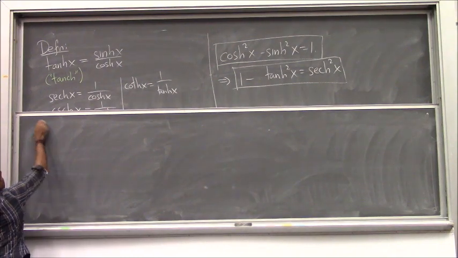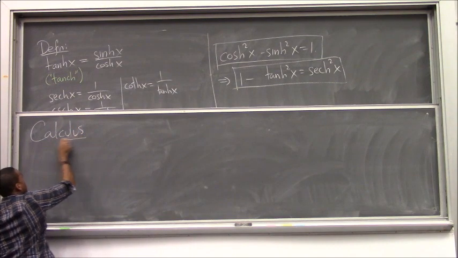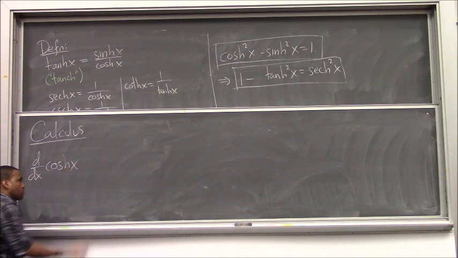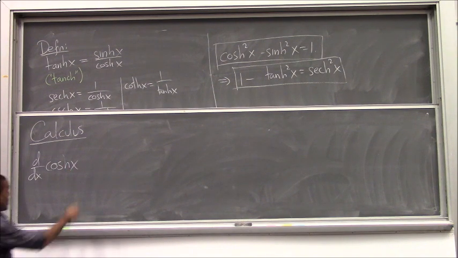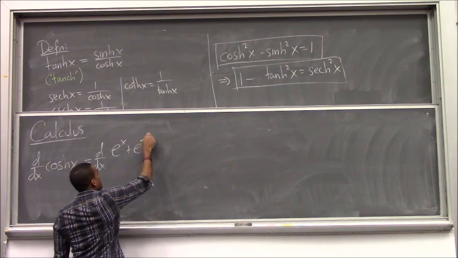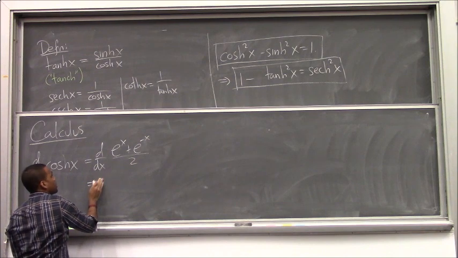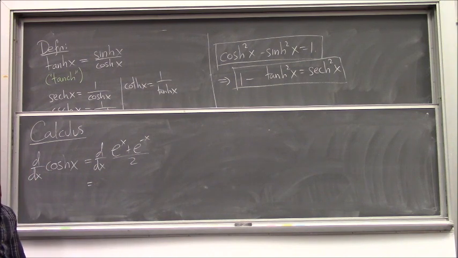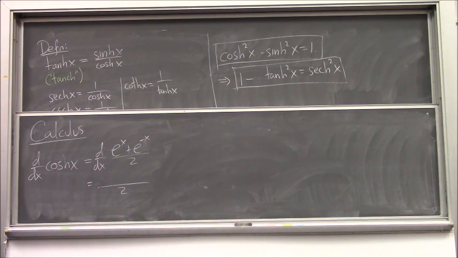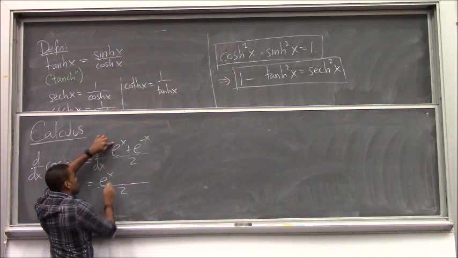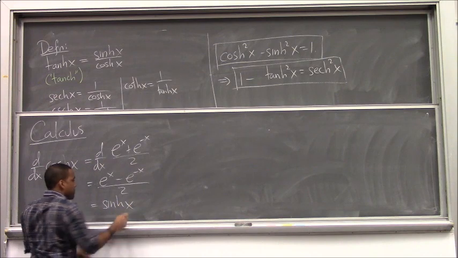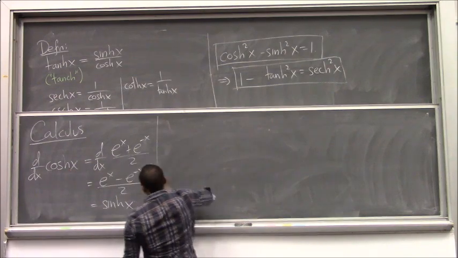Calculus. Let's say you wanted to differentiate cosh. What would the derivative of cosh be? Well, this means you're differentiating e to the x plus e to the minus x over 2. And you know that if you're differentiating a fraction where the denominator is a constant, you just leave the denominator alone and differentiate the top. Derivative of e to the x is e to the x. Derivative of e to the minus x is minus e to the minus x. You'll notice that that is sinh. Derivative of cosh is sinh.